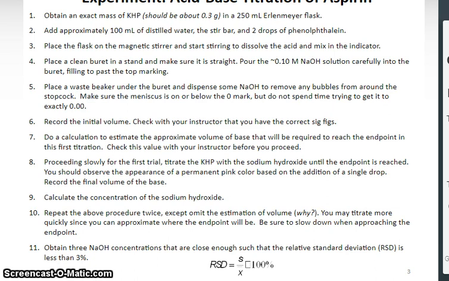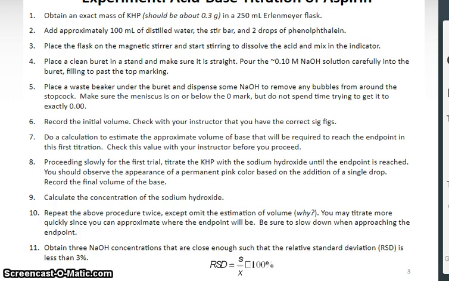Place a clean burette in a stand and make sure it is straight. Pour the 0.10 molar sodium hydroxide solution carefully into the burette, filling past the top mark. Place a waste beaker under the burette and dispense some sodium hydroxide to remove any bubbles from around the stopcock. Make sure the meniscus is on or below the 0 mark, but do not spend time trying to get it to exactly 0.00. Record the initial volume.